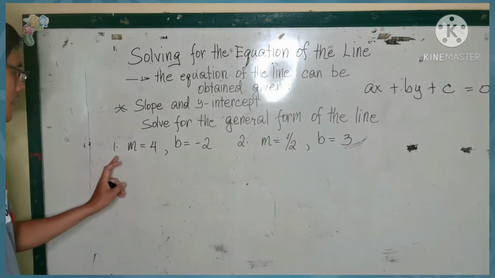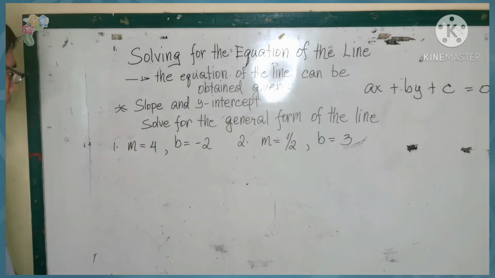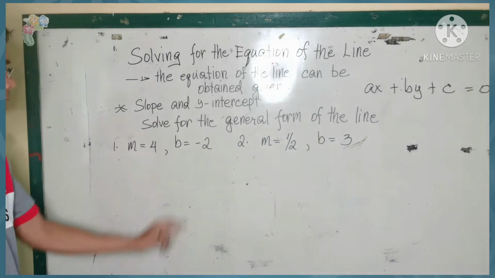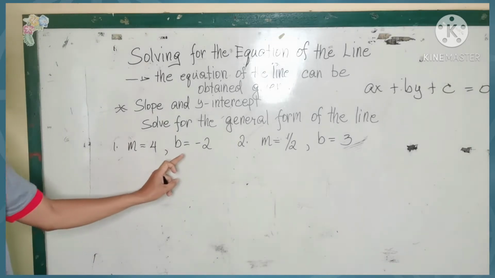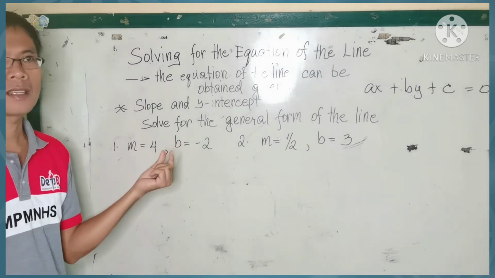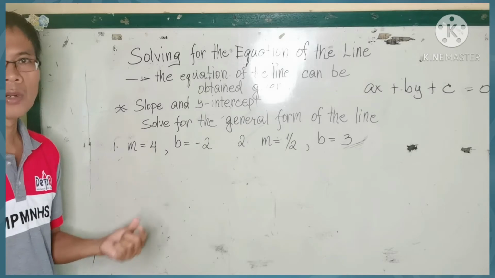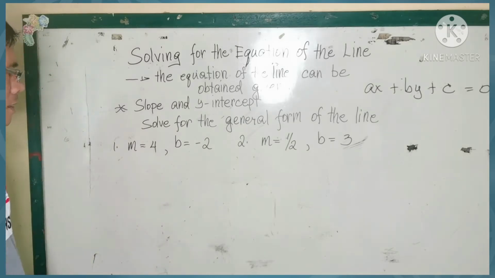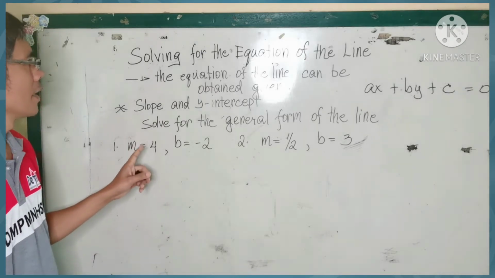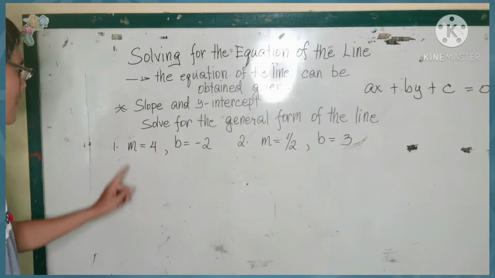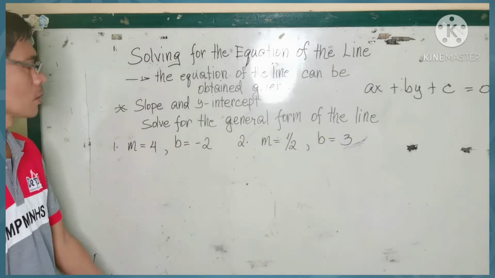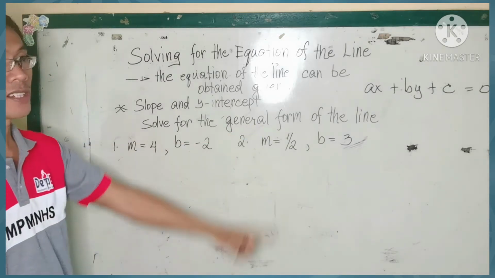So let us try to consider example number 1. Slope is equal to 4 and y-intercept is equal to negative 2. Here we should know that b is the symbol for y-intercept. How shall we obtain the equation of the line given the slope and the y-intercept? And we are going to write our answer in the general form.